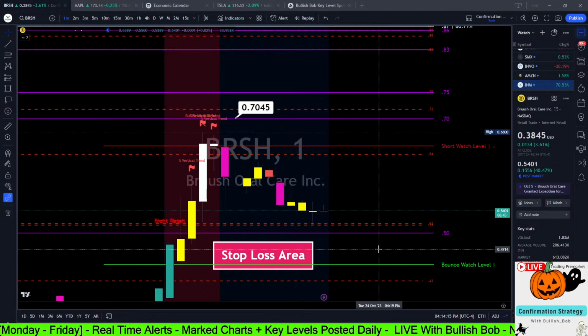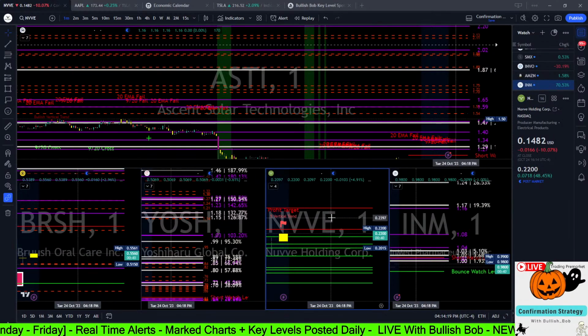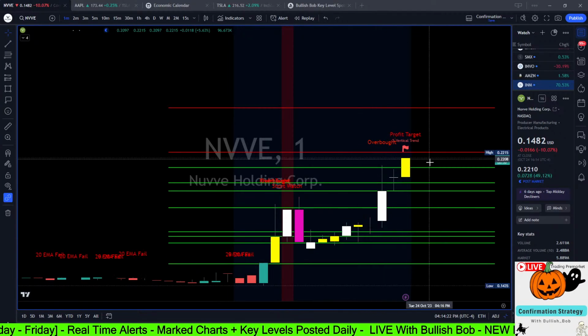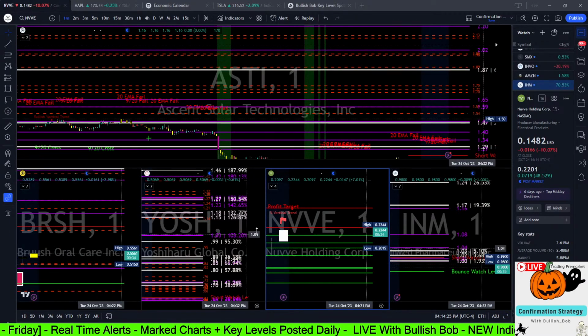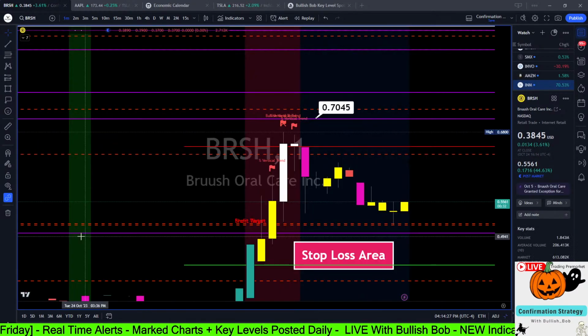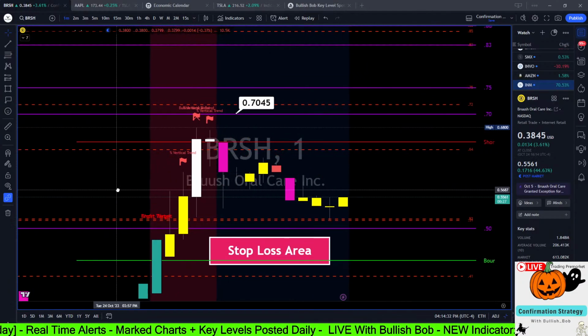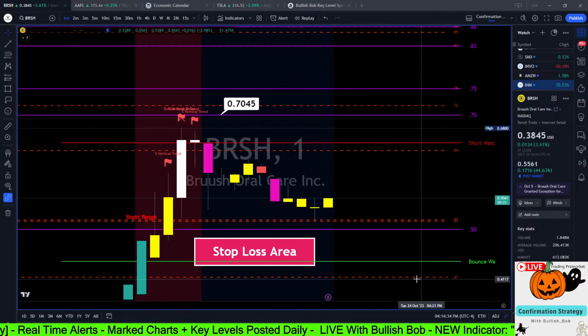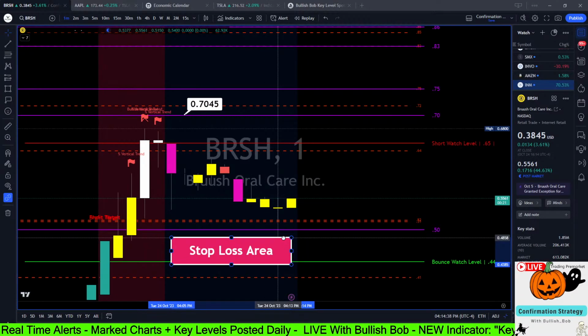But NVVE, good call. That one is moving on. It does look like it has volume too. So you can see these white candles, yellow candles. If you're looking for volume, it's over here right now, which is kind of typical. In our post-market and pre-market, it seems like cheapos have been really taking the cake lately. So BRSH, we're still watching this one to possibly get up to that 70-cent level. If it starts to come under the 50-cent level, that's all she wrote.